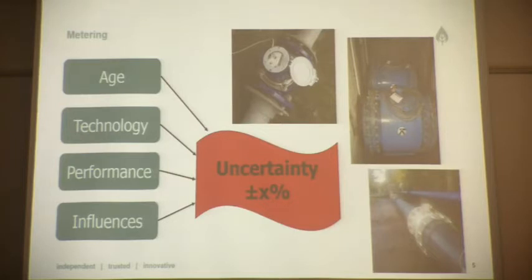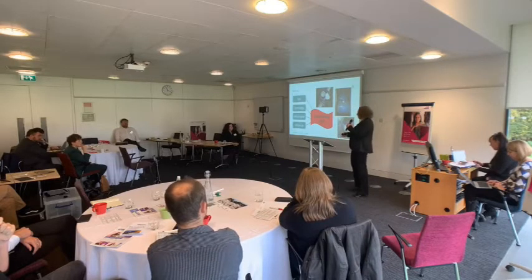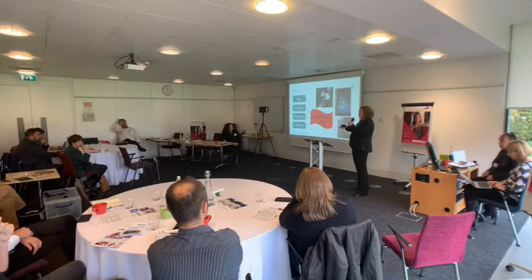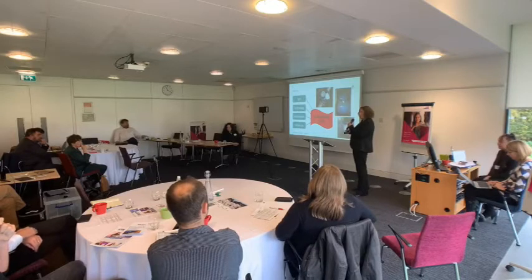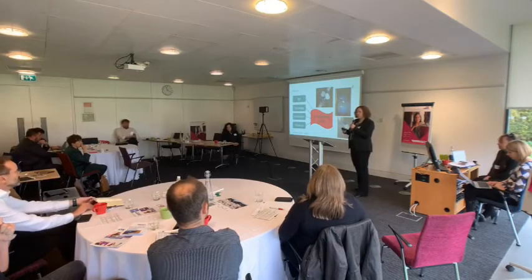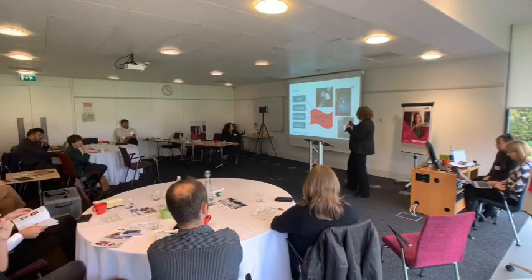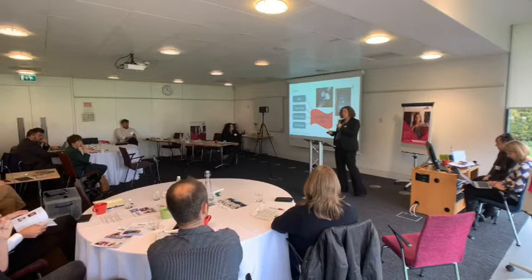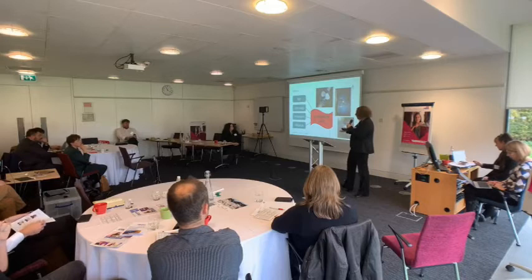So for anyone who's not familiar with metering, effectively you can't trust the number that the meter says on it. You have to make sure that you understand how accurate that number is before you use it. So meter uncertainty is influenced by lots and lots of different factors, including and not limited to age of meter, the actual technology that's being used, so whether it's electromagnetic or ultrasonic or a turbine meter, performance issues, so has it been stressed through its life or has it just had one continuous flow going through it, and other influences.